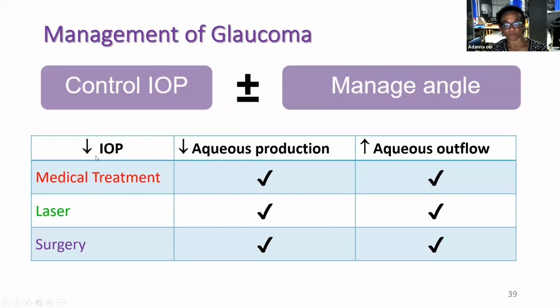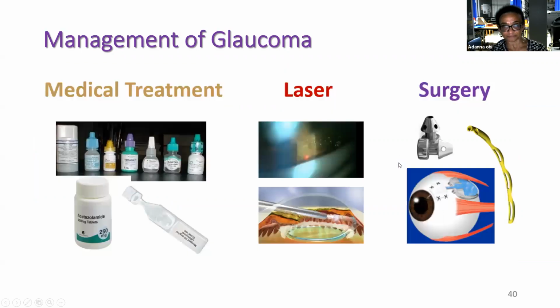We can lower intraocular pressure with medical treatment, laser treatment, or surgery. And we can do that either by reducing the production of aqueous or increasing the rate at which aqueous flows out. If we're using more than one medical treatment, we usually try and choose one that does this and one that does that. So we've got lots of drops that we can use, tablets sometimes, and injections sometimes for the acute ones.